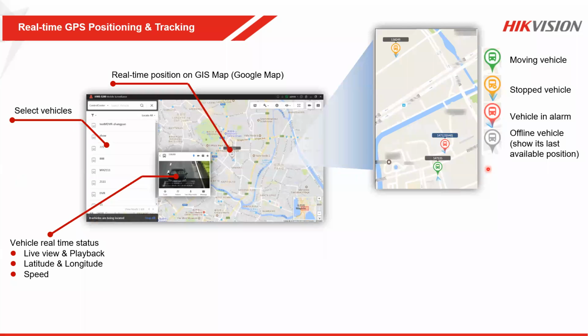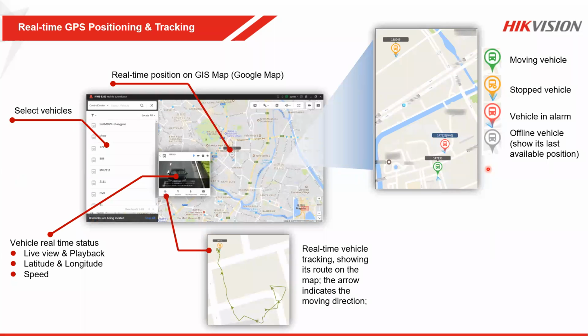So, we can know that maybe it's losing its GPS data, or it's maybe out of network range, and we can try and communicate to the driver as well.